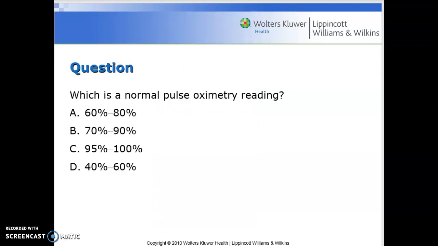Which is a normal pulse oximetry reading? The answer here is 95% to 100. The amount of light that reaches the sensor is translated into a measurement of how much oxygen the arterial blood is actually carrying.